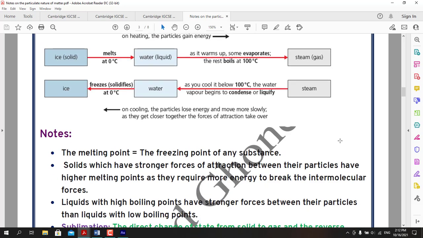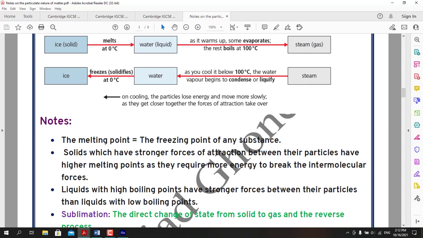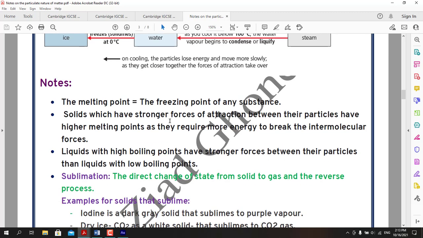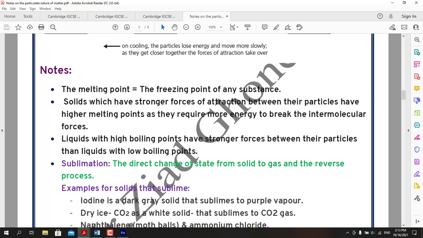Now to some notes. The melting point and the freezing point are equal for any substance. As I mentioned, it just depends on the direction. Are you heating or cooling? Solids, which have stronger forces of attraction between their particles, have higher melting points as they require more energy to break these intermolecular forces and turn into a liquid. Of course, not all the intermolecular forces of solids are the same. Some solids have stronger intermolecular forces than others. So the stronger these intermolecular forces are, the more energy we need to break these forces. Liquids with high boiling points have stronger forces between their particles than liquids with low boiling points. Just the same idea as the solids before them.